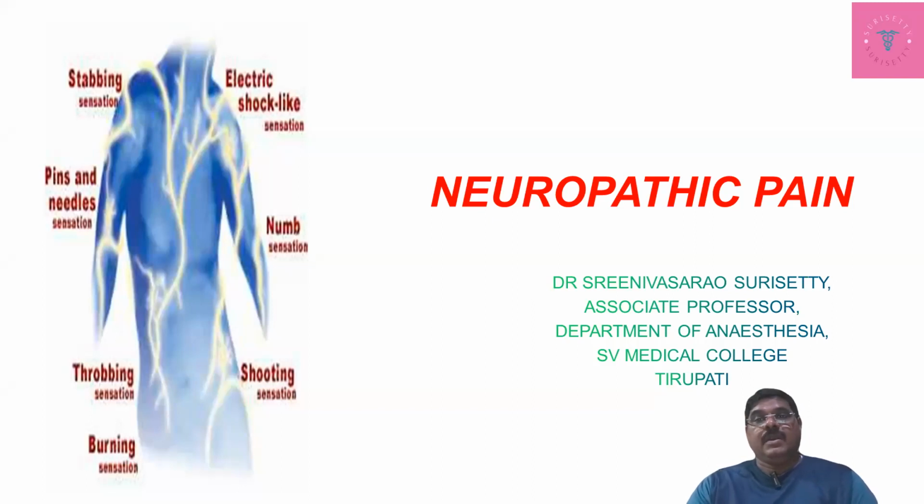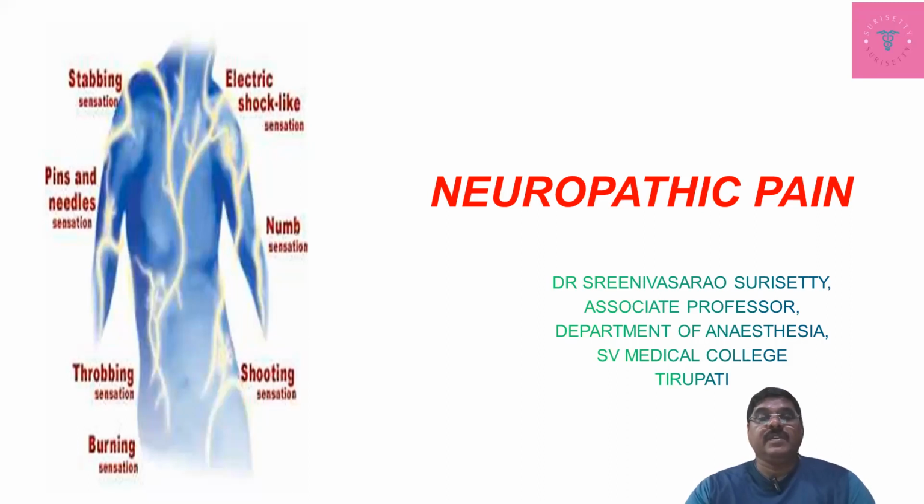Today, I want to share some views about neuropathic pain. The name itself: neuro means nerve, pathic means pathology. So, some pathology in the nerves. Usually, the nerves carry sensations from the periphery to the central nervous system. So, if any pathology occurs in the nervous system, the pain will alter. That is not a normal pain. That is called neuropathic pain.